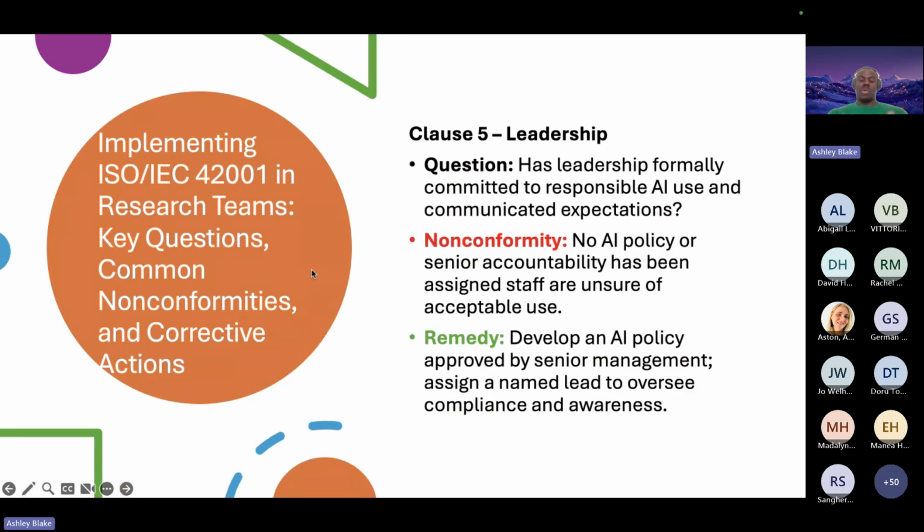So in terms of leadership, the question would be, has leadership formally committed to responsible AI use and communicated expectations? So you would be non-conforming to the standard if you've got no AI policy and there's no senior accountability and no one has been assigned to look after the AI tool and make sure it's giving correct responses. And if it isn't, how that's managed. So the remedy would be to develop an AI policy approved by senior management and assign a named lead to oversee compliance and awareness. And that person would be who you contact if there is ever an issue with your system or it's not giving you the answers you would expect it to give you.